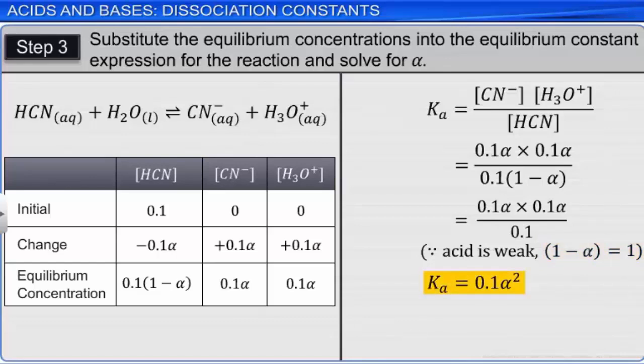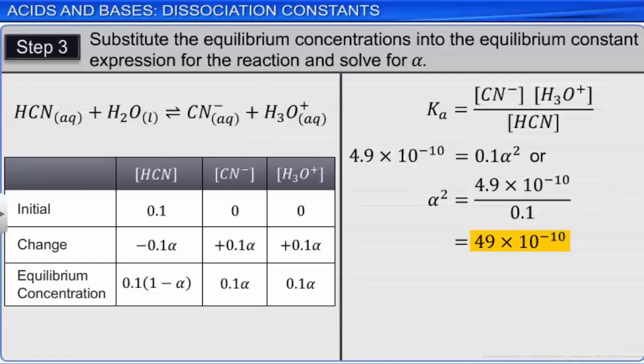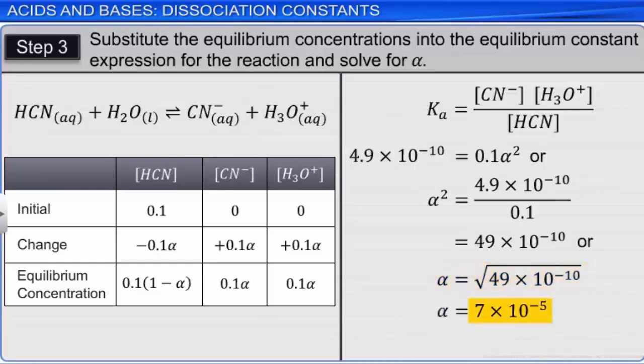As the value of Ka for hydrocyanic acid is given as 4.9 multiplied by 10 raised to the power minus 10, we can write 4.9 multiplied by 10 raised to the power minus 10 is equal to 0.1 alpha squared. Now, this can be written as alpha squared is equal to 4.9 multiplied by 10 raised to the power minus 10 divided by 0.1. This becomes equal to 49 multiplied by 10 raised to the power minus 10. Hence, alpha is equal to square root of 49 multiplied by 10 raised to the power minus 10. This is equal to 7 multiplied by 10 raised to the power minus 5. Thus, the degree of dissociation of decimolar hydrocyanic acid is equal to 7 multiplied by 10 raised to the power minus 5.